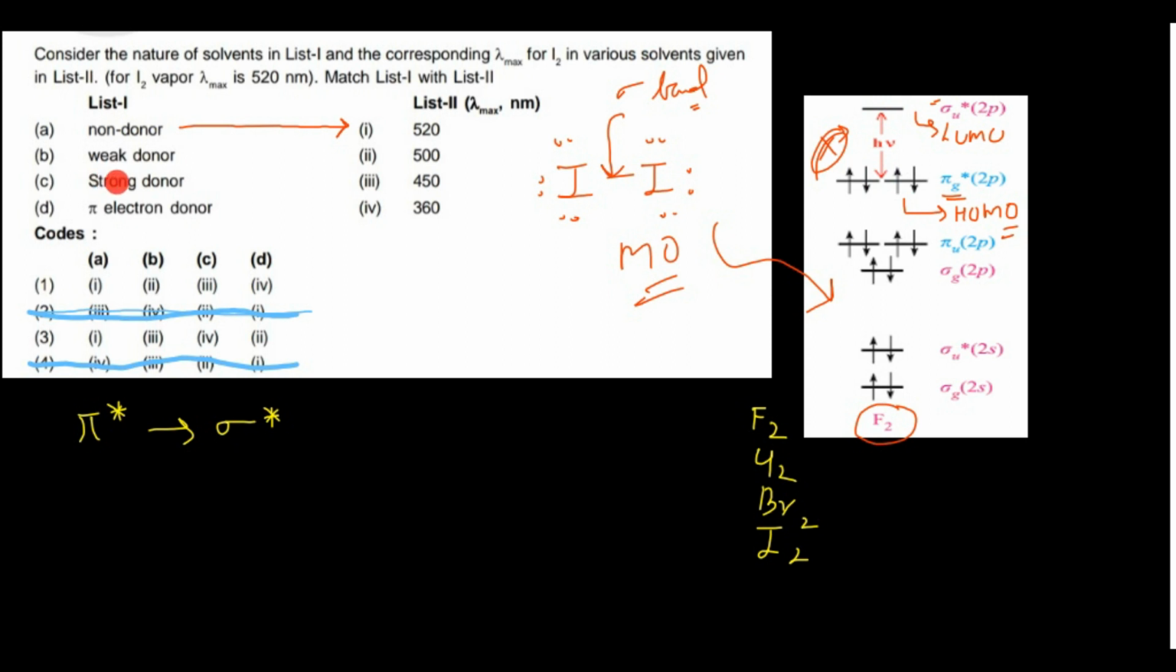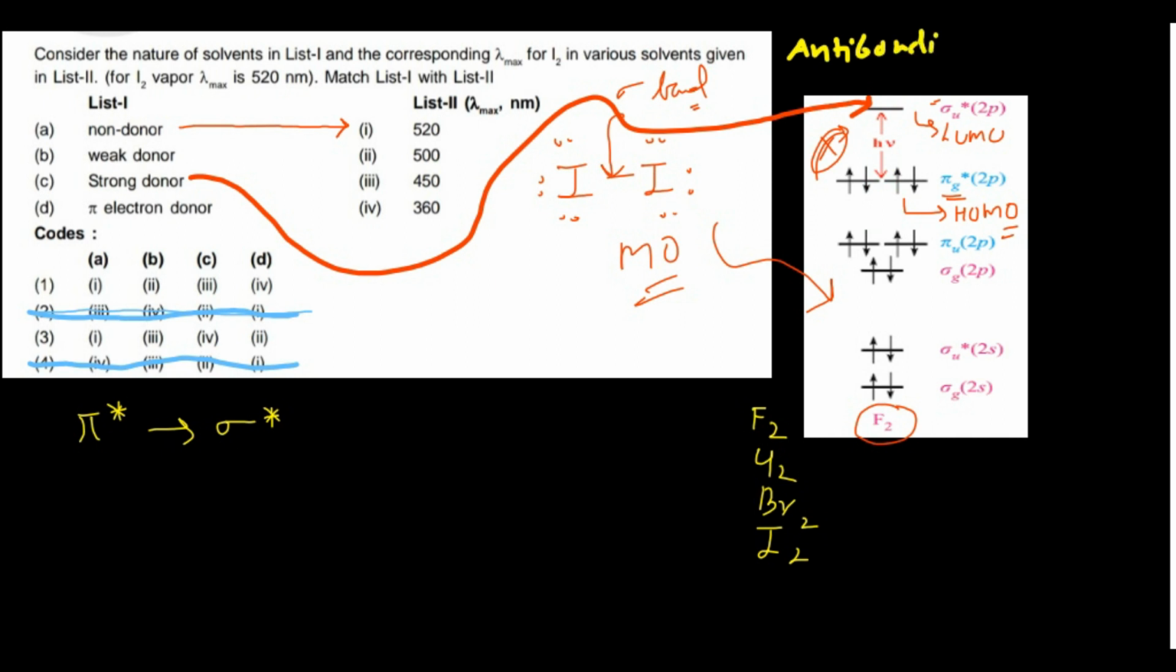Second case, say it is a very strong donor. What will happen when a strong donor is there? Please remember, when a strong donor is there, it will very easily donate electrons to this antibonding orbital. And when it donates to the antibonding orbital, the antibonding nature increases. So what will happen when the antibonding nature increases? This energy gap increases.